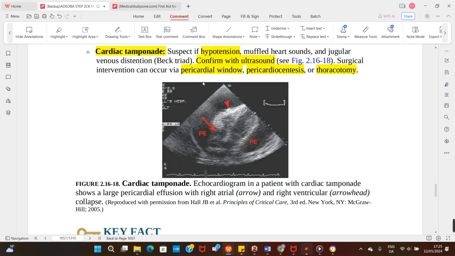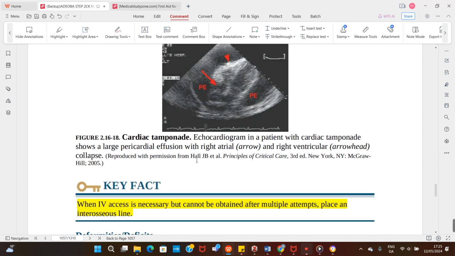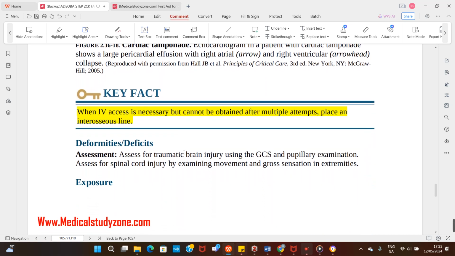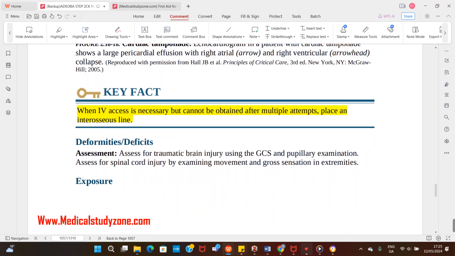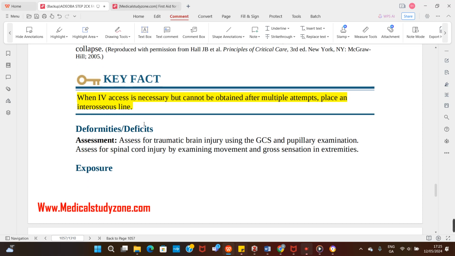So most of the time you are going to see any one of these in the questions. But most of the time they talk about the pericardectomy or the pericardiocentesis in the question stem. Those are the two common ones that they usually talk about. So this is the ultrasound showing the cardiac tamponade. And one little key fact here is when you cannot secure IV access after multiple trials, you might want to go to the bone, and you get your fluid delivered through an intraosseous line.